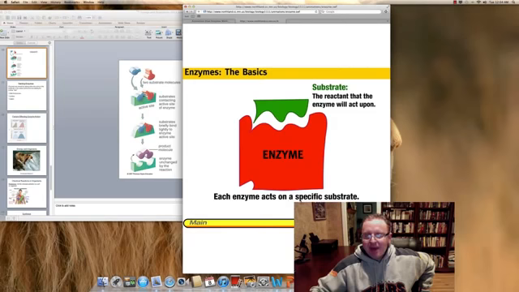Okay, each enzyme acts on a specific substrate. We talked about enzyme specificity. The substrate is the reactant that enzyme is going to act upon.